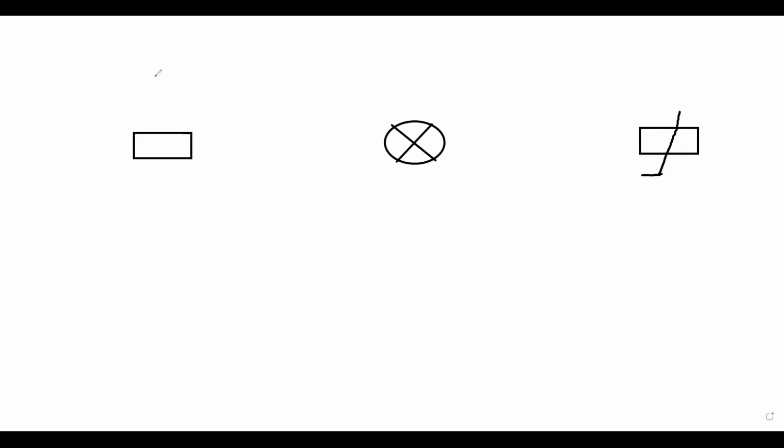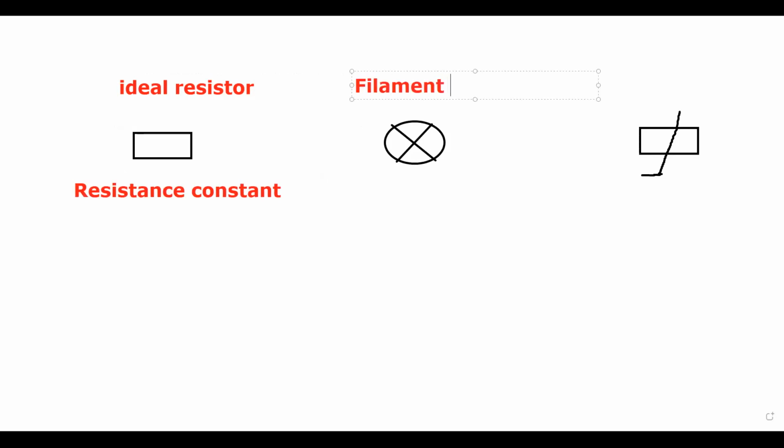For example, the first one is the ideal resistor. Ideal resistor means resistance remains constant. The characteristic of an ideal resistor is that its resistance does not change. The second one is a filament bulb, or a filament lamp.